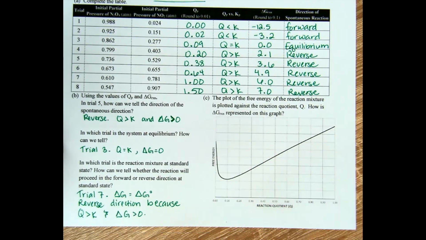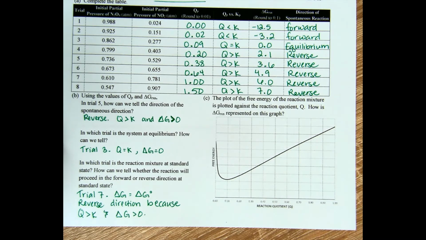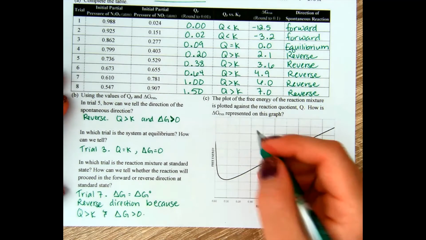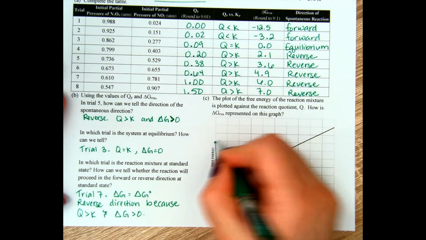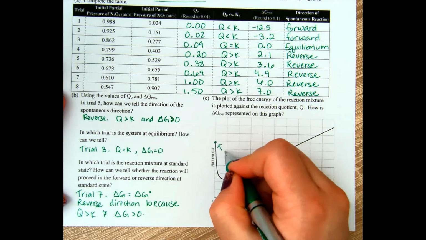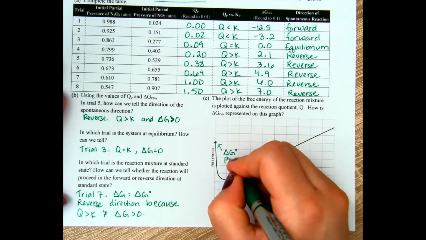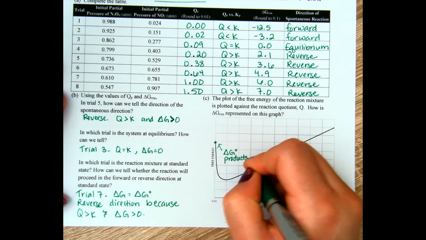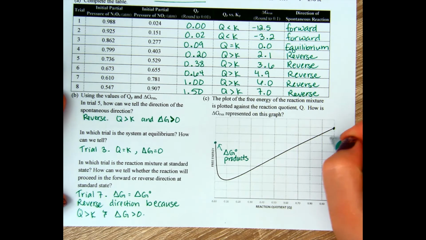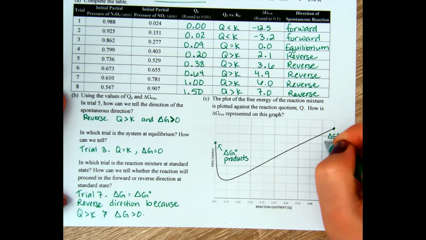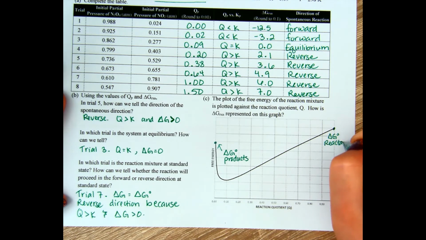All right, let's look at part C. The free energy of the reaction mixture is plotted against the reaction quotient Q. So how is delta G reaction represented on this graph? If we look right here, this is the delta G at standard state of the products. And this is delta G naught of the reactants. And here's our reaction quotient Q.